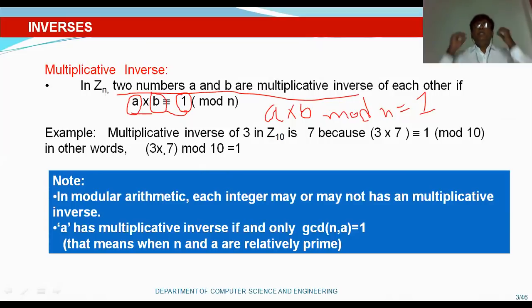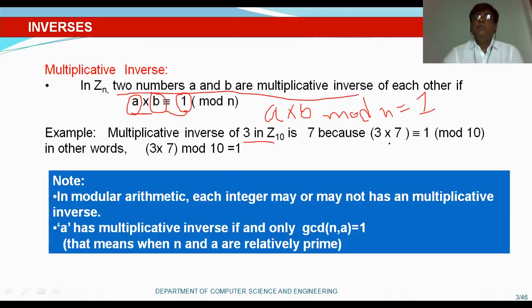Multiplicative inverse of 3 in Z10 is 3. What is the multiplicative inverse of the number 3 in Z10? Z10 means its numbers are 0 to 9. So the multiplicative inverse of 3 is 7.